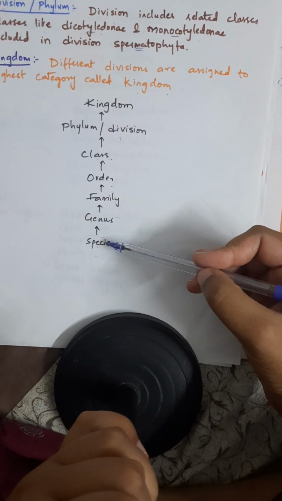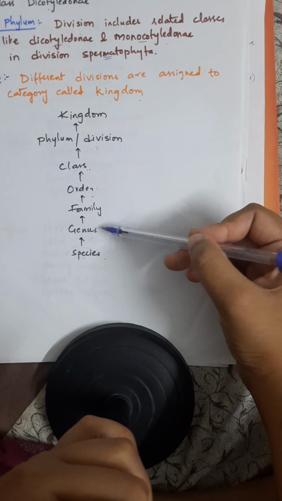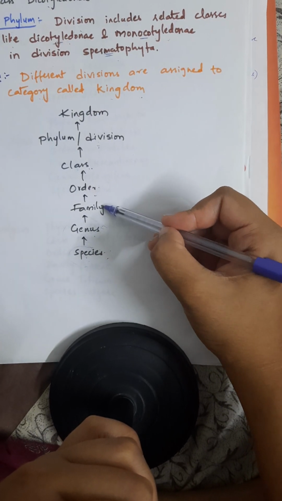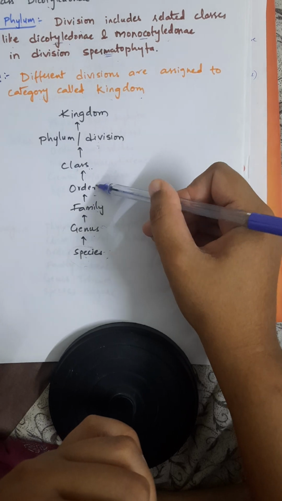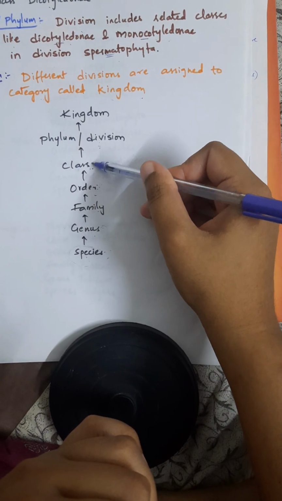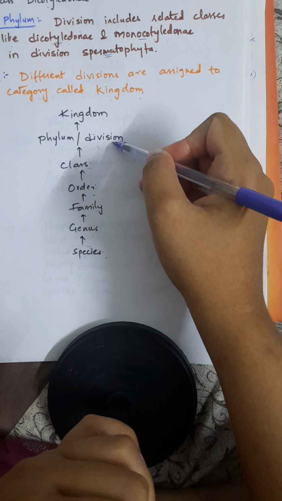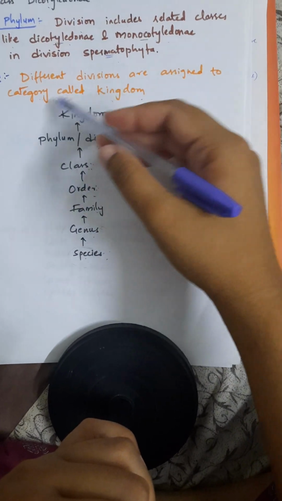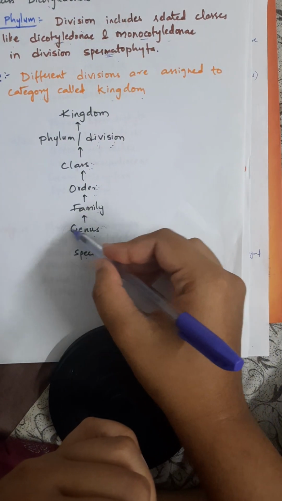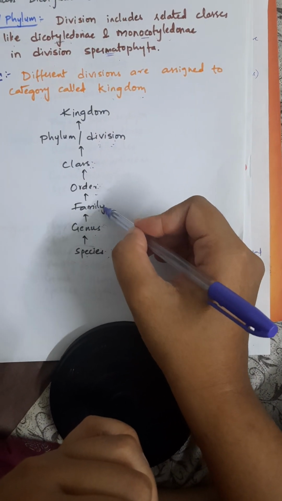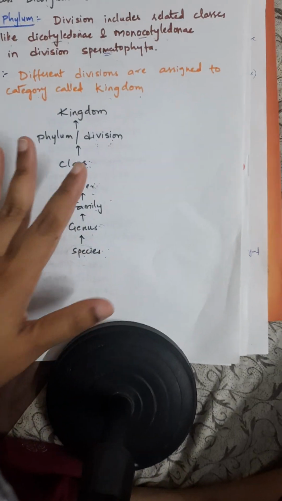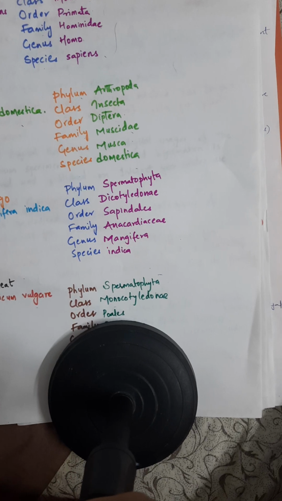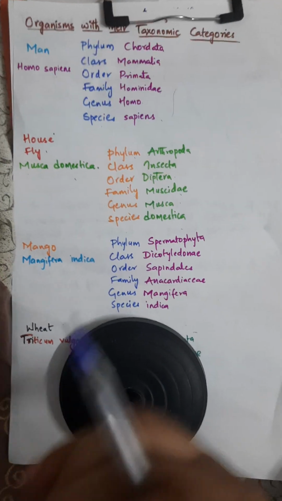See here, species is the lowest category, then genus; all the species are kept under the genus, all the genera under the family, all the families under the order, all the orders under the class, all the classes under the phylum or division, and all the phyla or divisions into the kingdom. This is known as the taxonomic hierarchy, and each one individually is known as a taxonomic category or taxonomic rank. I hope you understand this. Then coming to classification, let us see some examples of the classification of some organisms.